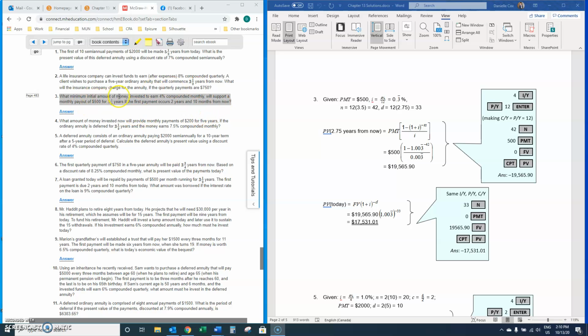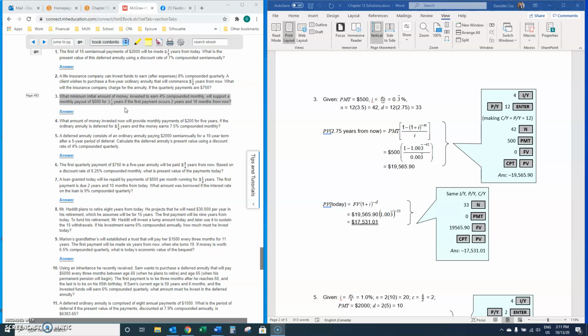All right, so we're looking at the amount of money that's needed to invest at 4%, so interest per year is 4, compounded monthly, so that means our compoundings per year is 12. We'll support a monthly payout. So monthly payout means payments per year, so P/Y is also 12. A monthly payout of $500, so our payment is going to be $500 because every month, for 3.5 years. So 3.5 years with monthly payouts.